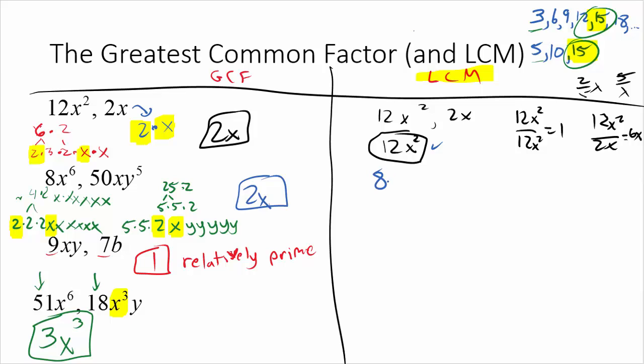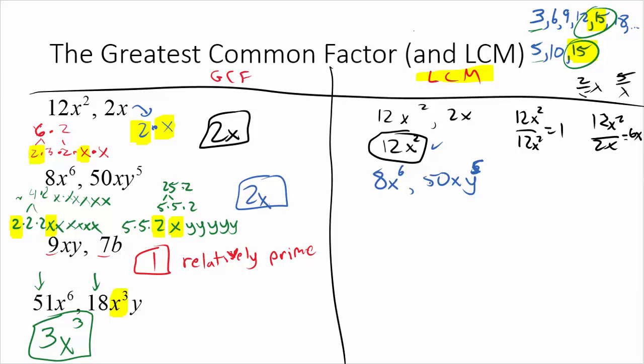Let's look at our next one, which is 8x to the 6th and 50xy to the 5th. Now, once again, we're going to look here, and if you want to pause the video and try to find the least common multiple for 8 and 50, I'll give you a second to do that.